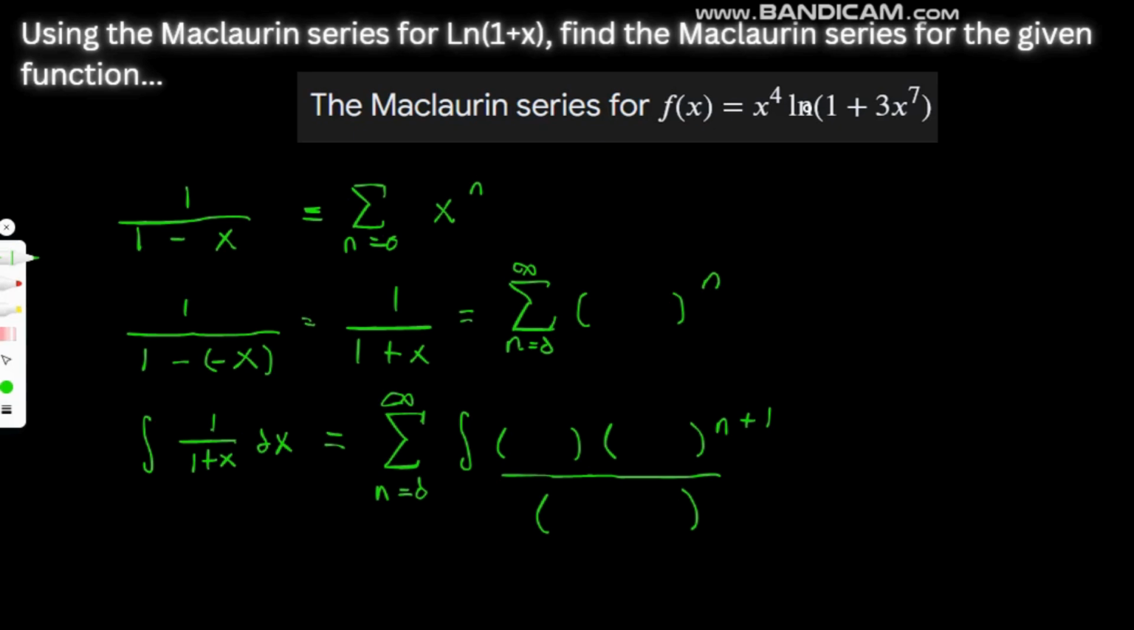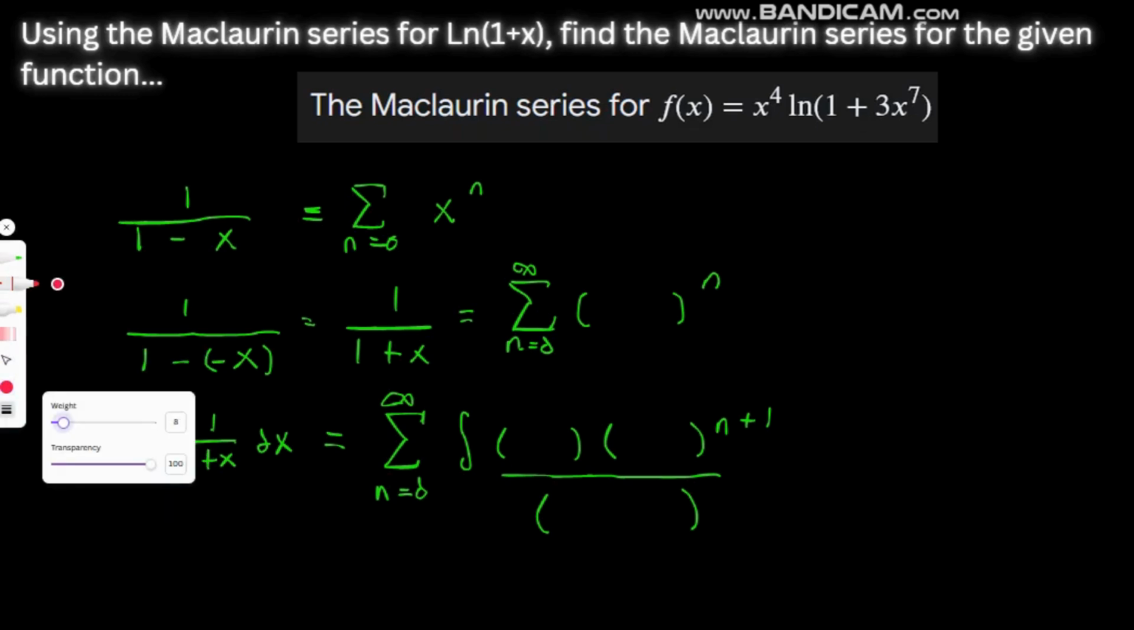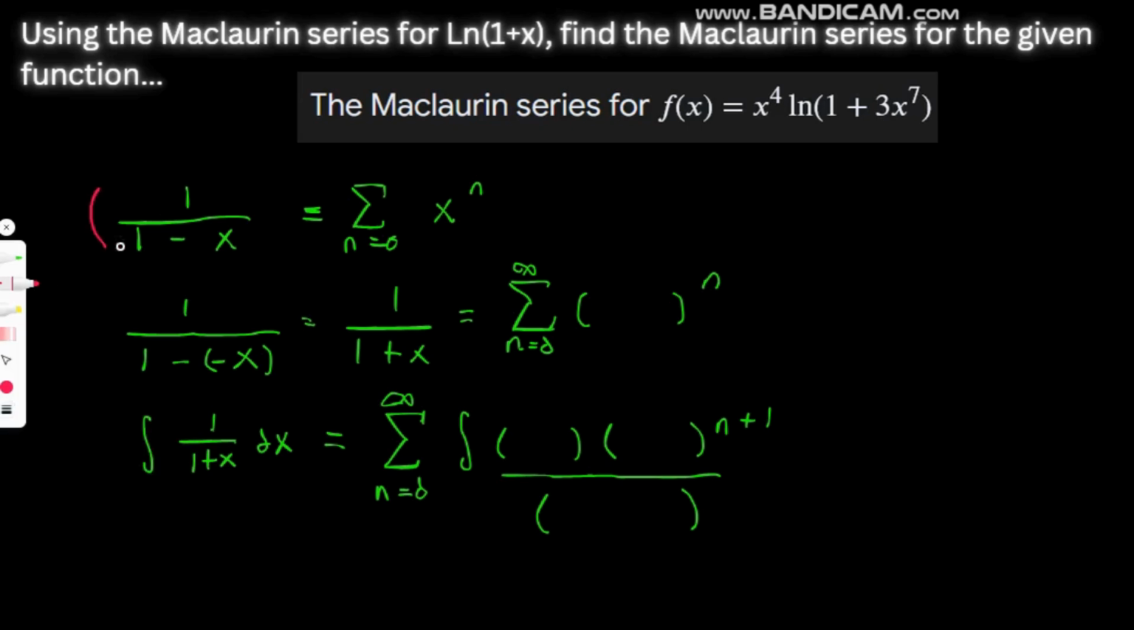So today we're going to be finding the Maclaurin series for the following function: x to the 4th power, ln(1 + 3x to the 7th power). The first place I want to start with this one is the representation of the function. This function is the one you're probably going to be a little more familiar with, so I like to use that one to start out. That's going to be this function right here.